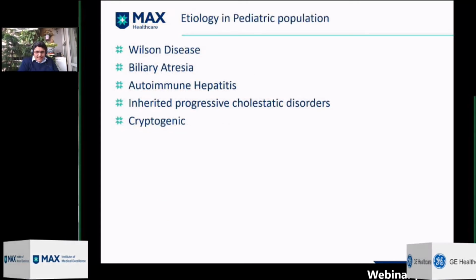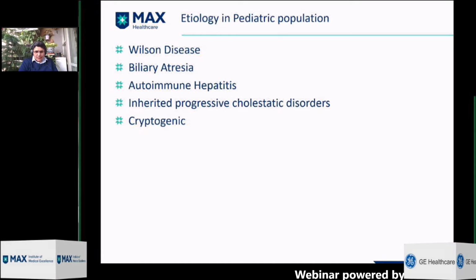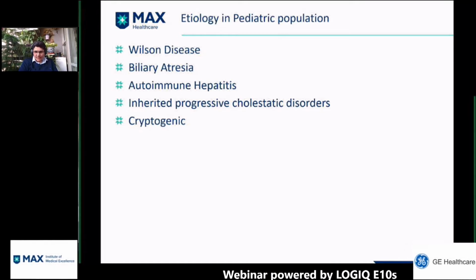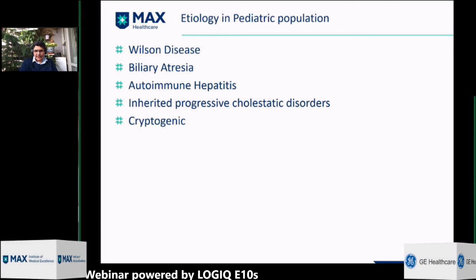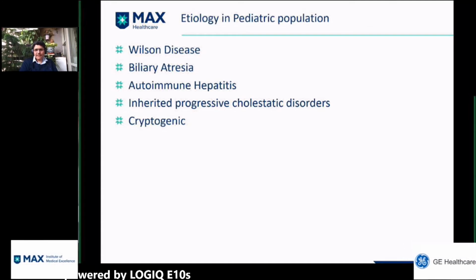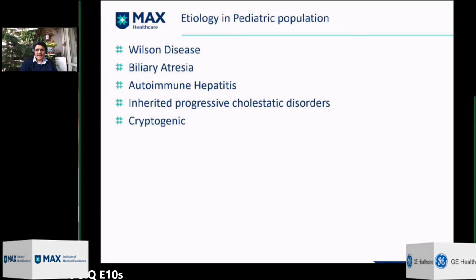So coming specifically to the pediatric population, Wilson disease is an important cause, biliary atresia, extrahepatic biliary atresia, autoimmune hepatitis, inherited progressive cholestatic disorders like FIC1, FIC2, Byler's, Alagille syndrome, they are important, and then cryptogenic cirrhosis.